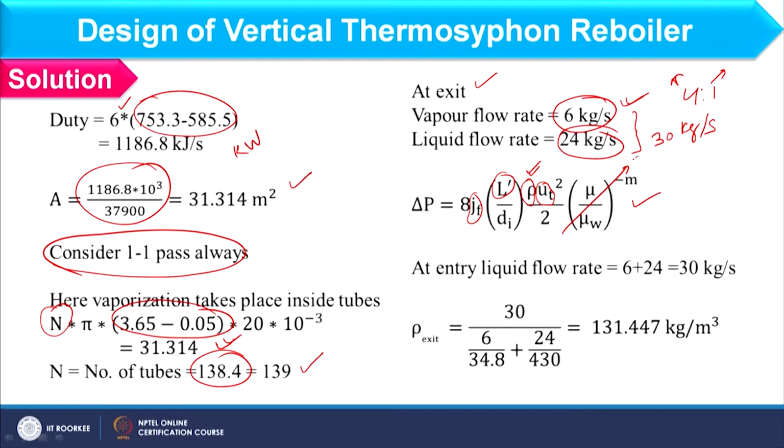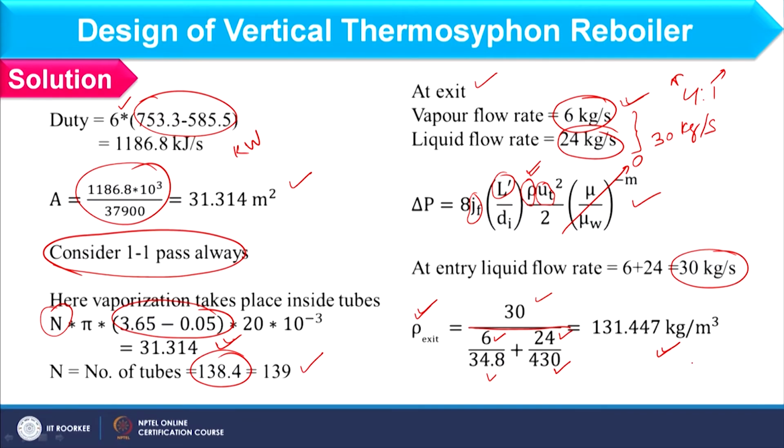If I consider mass flow rate, that will be equal at inlet as well as exit condition, but velocity will differ because it will depend on the density of the fluid. And here we will further neglect this viscosity correction factor. So, at the entry point we have the total feed as 30 kg per second, that we have already discussed. Now, at exit condition, how should I find the density? We can calculate it as 30, which is the total feed, divided by 6 over the density of the vapor, plus 24 liquid over the density of the liquid. When we solve this, we can find the density at exit condition as 131.447 kg per meter cube.